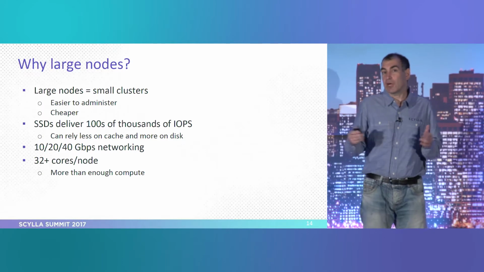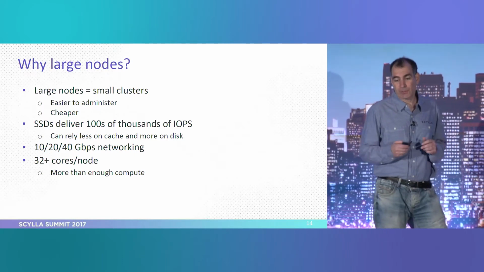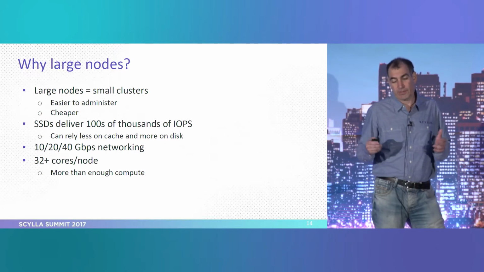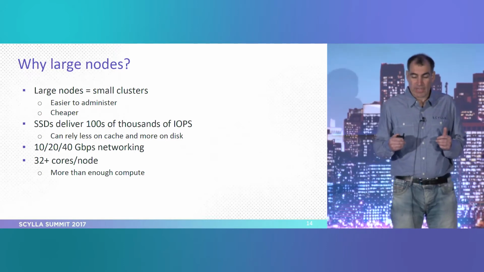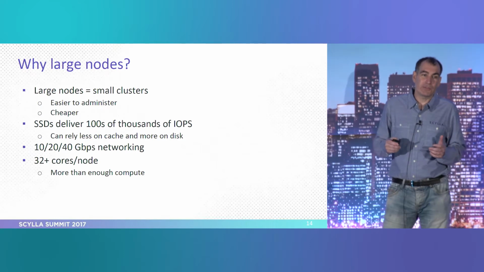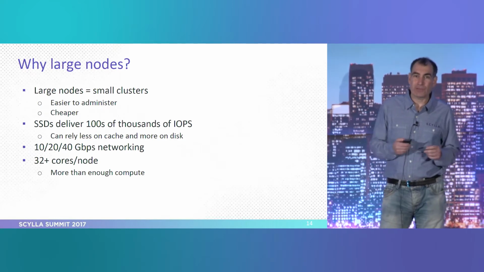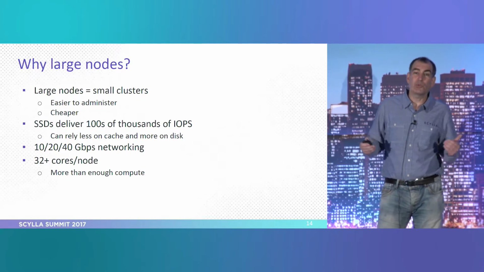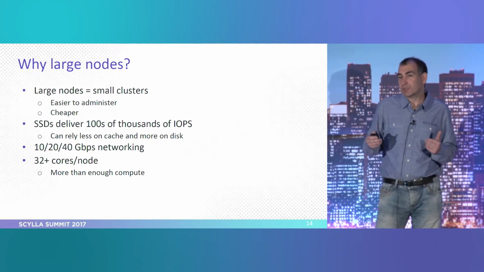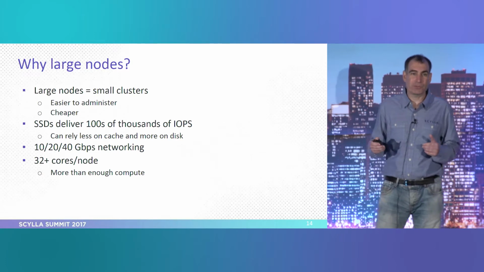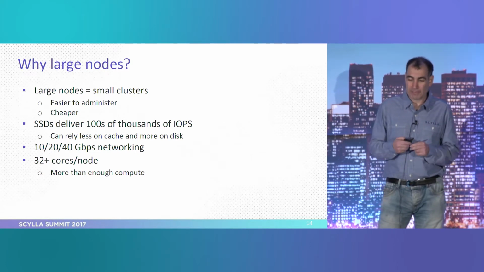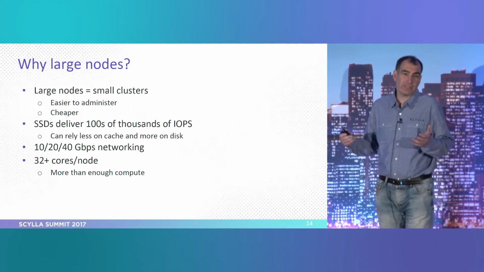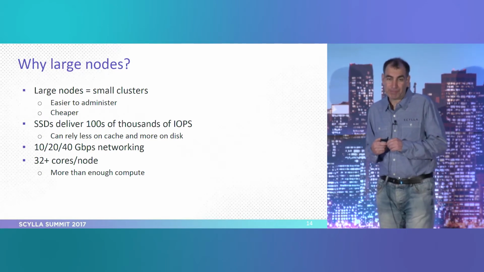And why that? When you have larger nodes, then your clusters are smaller. And that means that they're easier to administer and they are cheaper. You have SSDs today that deliver hundreds of thousands of I/O operations per second. And that means that you don't need to rely on the data being cached because the disks are fast enough to supply that throughput by themselves. And if you want to rely on the disk, then you don't need that much memory.